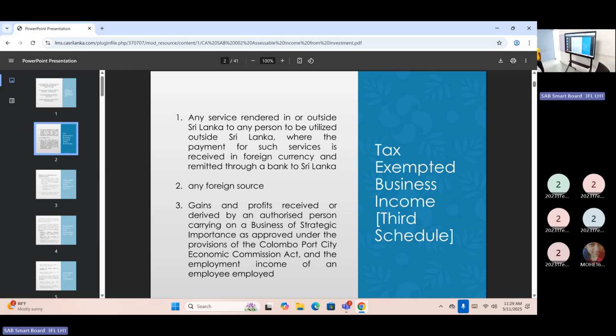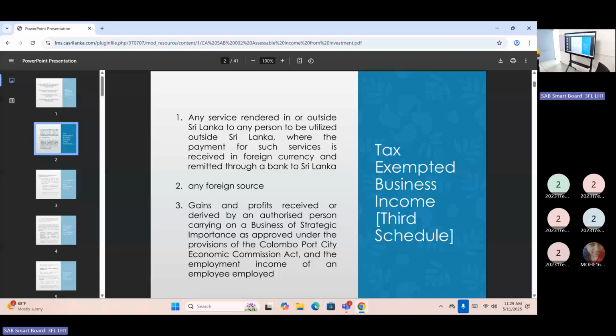Business income from services rendered in or outside Sri Lanka to any person, to be utilized outside Sri Lanka, where the payment for such services is received in foreign currency, is exempt, provided the conditions are satisfied. The services are rendered to a person outside Sri Lanka, the services should be consumed outside Sri Lanka, and it should be earned in foreign currency, received through a bank in Sri Lanka. So it should be coming to a bank in foreign currency.